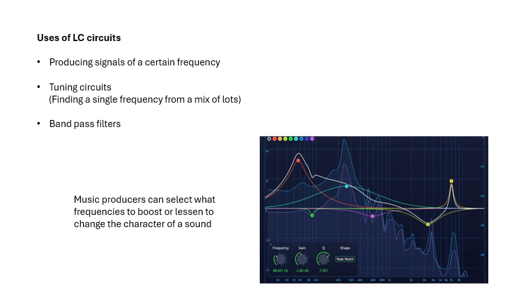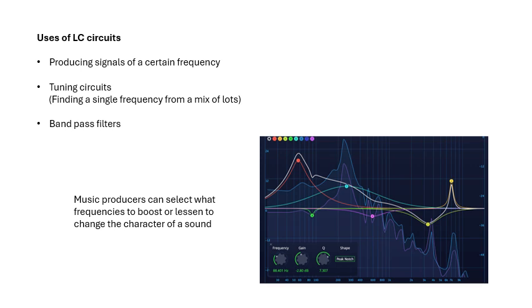Tuning circuits in a radio. Lots and lots of radio waves in the air. If I put my radio tuning circuit to a particular frequency, then it will resonate at the carrier frequency of Radio 4 or whatever, if I want to listen to Radio 4. So tuning circuits find a single frequency from a mixture of lots of different frequencies.